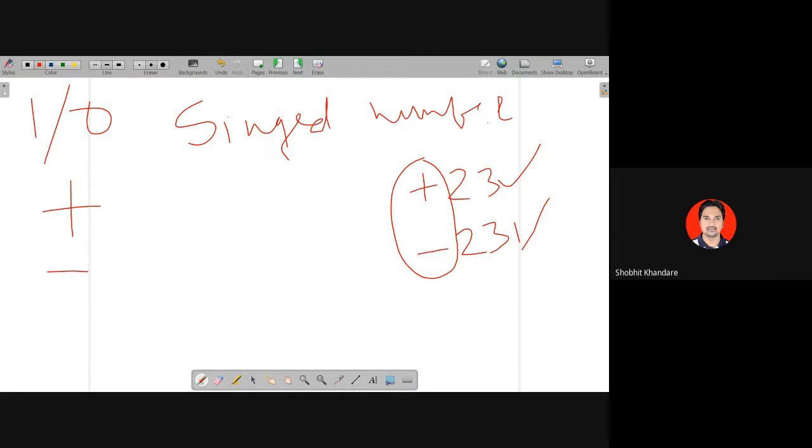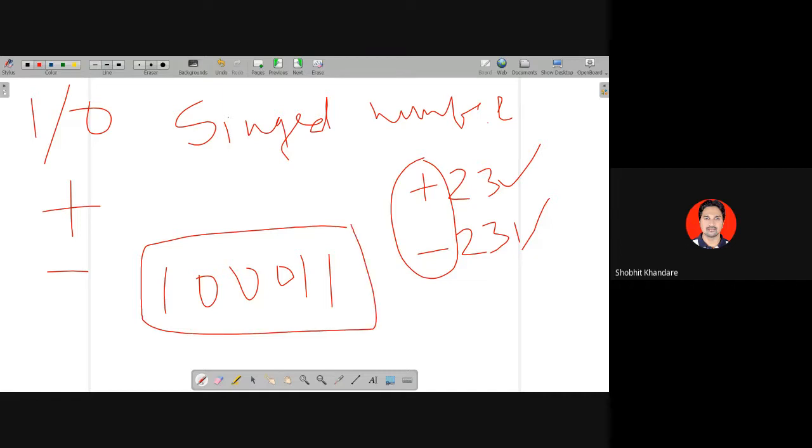For example, if I have written 100010, if I have written 10011, then this binary number consists of a sign bit as well as magnitude.